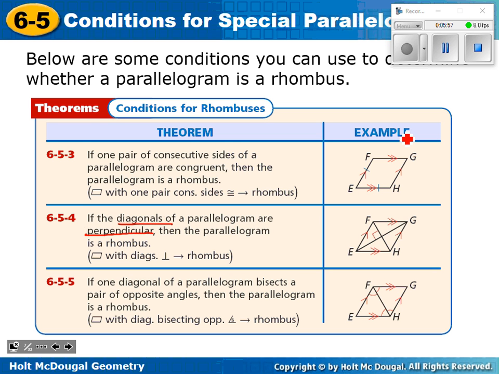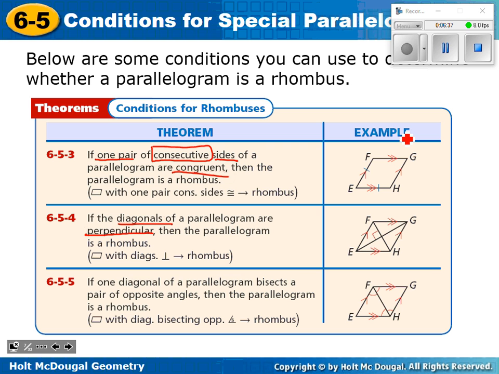Okay, the next two ways are kind of shortcuts to what we learned last class period. So last class period we learned that if it was a rhombus, then all four sides of the rhombus would be what? Congruent. So this is going to say that you only need one pair of consecutive sides to be congruent. One pair of consecutive congruent sides. So you don't need all four to be congruent, you just need one pair of consecutive ones.